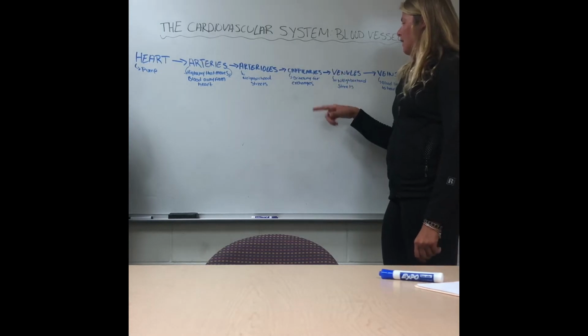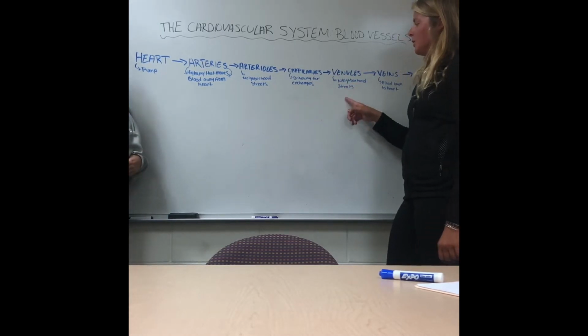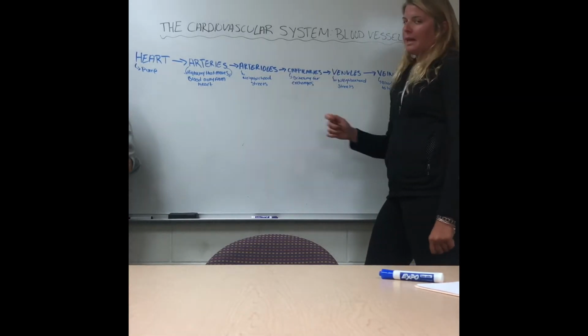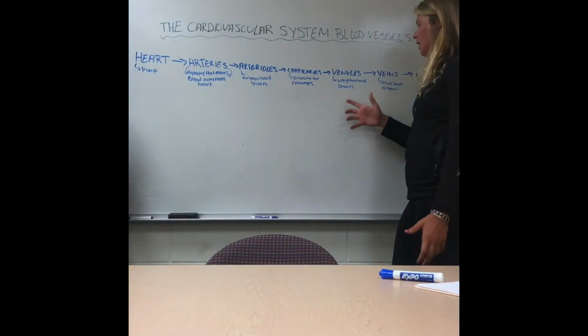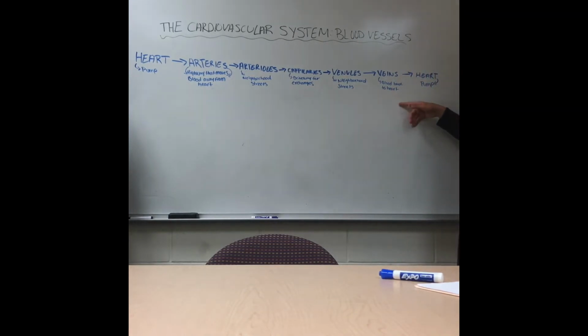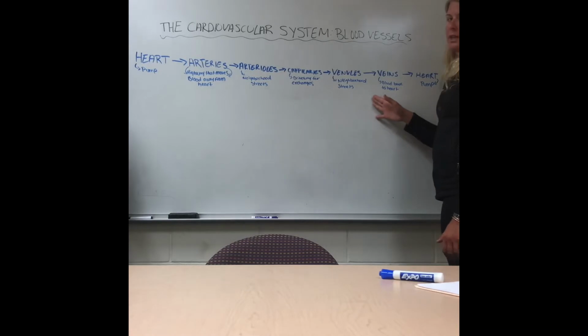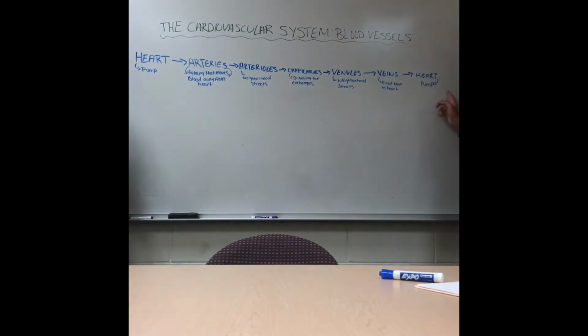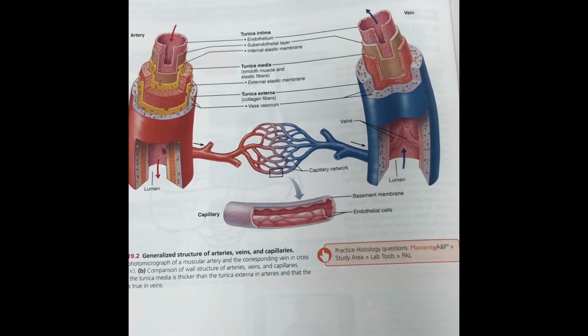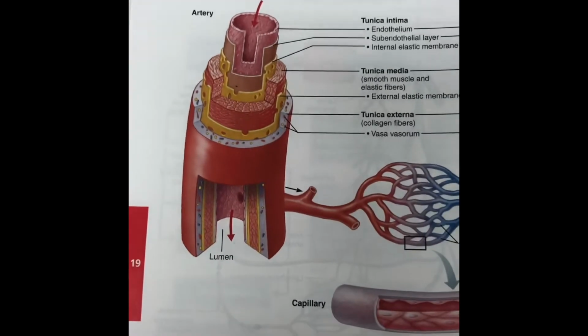And then they go into venules, which are lower pressure pipes than arterioles are, and they start bringing the blood back to the heart to get more oxygen. And then the venules turn into bigger low pressure pipes that are called veins, and veins bring the blood all the way back to the heart, and then the process starts over again. So now we're going to be talking about the differences between arteries and veins.